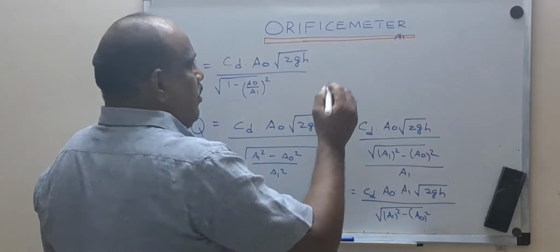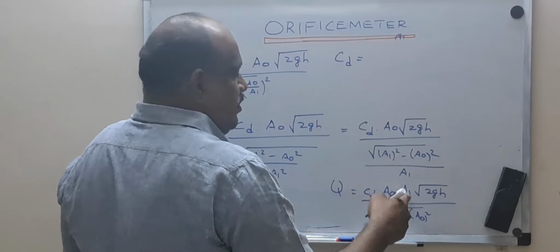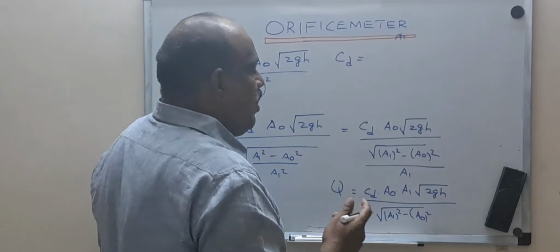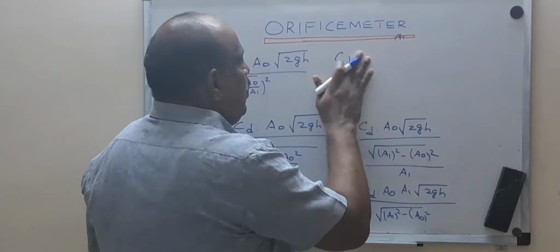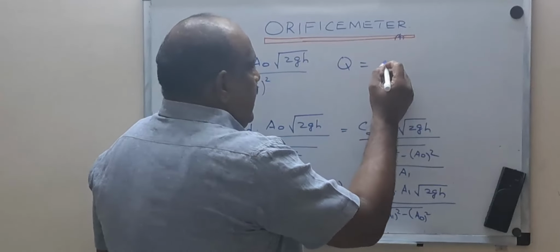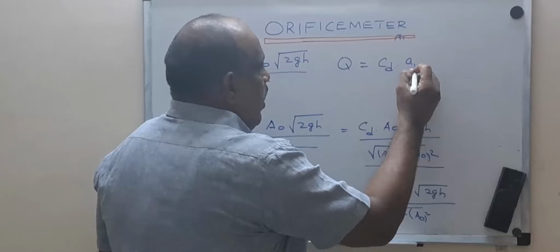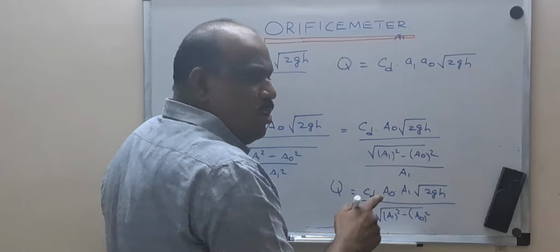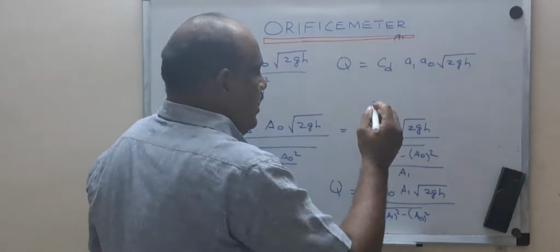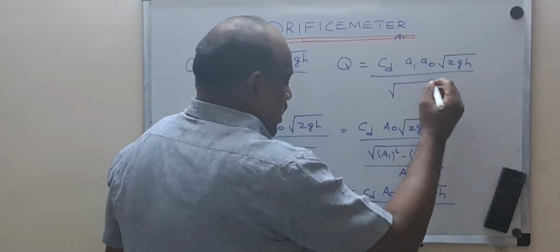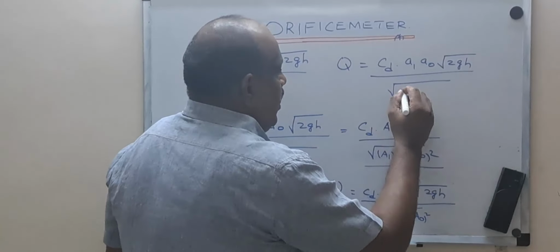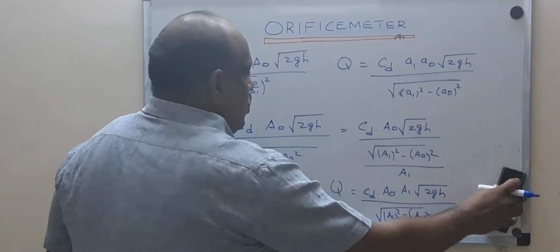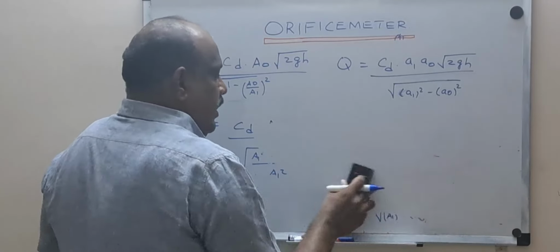Just like yesterday, I am going to replace these capital letters with small letters because the convention is not appropriate. It's always better to represent the area by small letters rather than capital letters. So Q will be equal to CD into a1, a0 into square root of 2GH, divided by square root of a1 squared minus a0 squared. Even if you write it like this with capital letters, it's not wrong, but it's not a general convention. Okay, so this is the formula to arrive at the what?